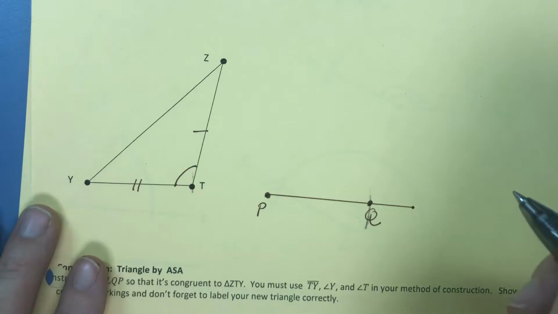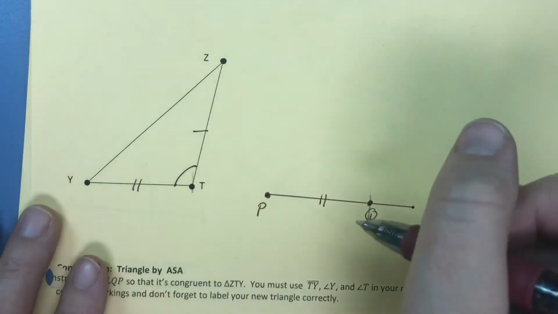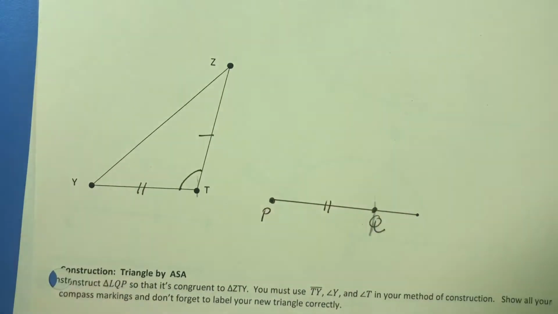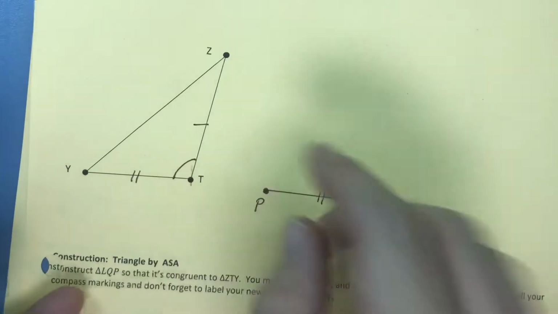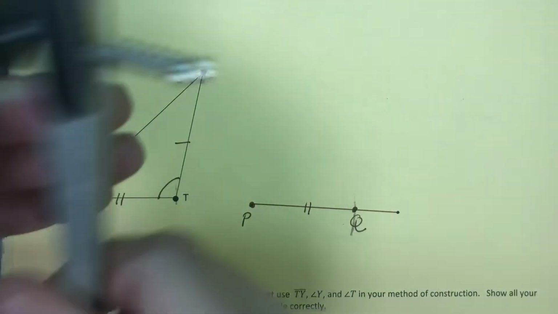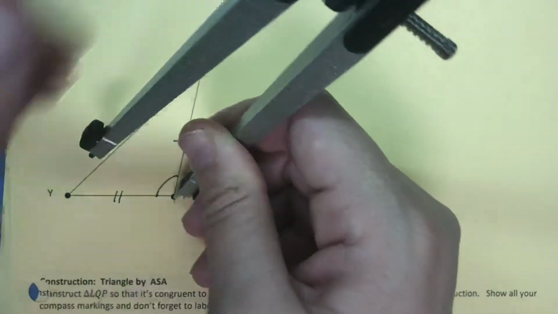All right, so when we do the side angle side construction, be careful that you copy the right angle. We're told to copy angle T. So that means I'm gonna copy angle T onto Q. So going back to copying an angle, if you didn't watch this video yet, the first video is all about copying angles. I'm gonna put my vertex on T.